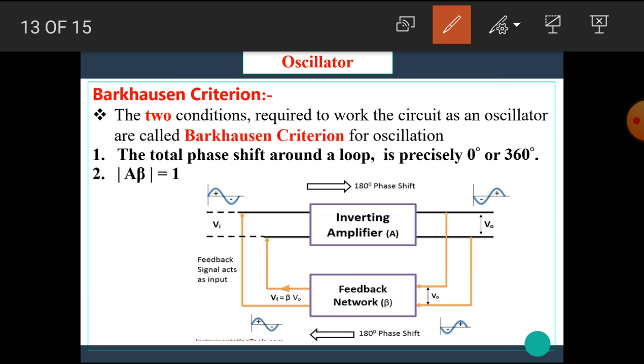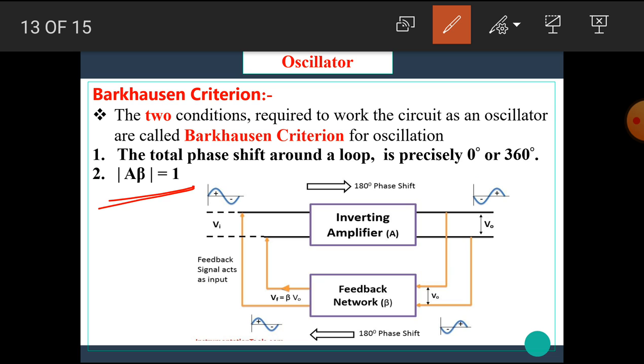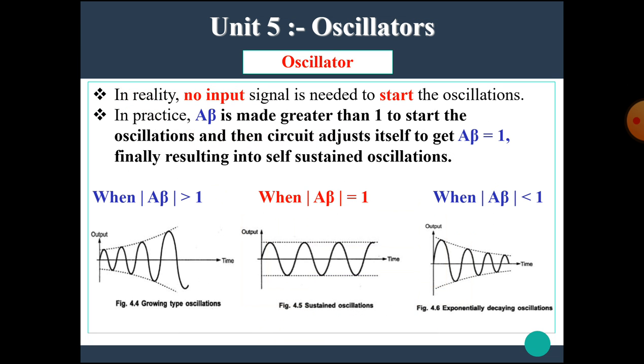Here the oscillator block diagram is shown, in which we use an inverting amplifier and feedback network beta. The inverting amplifier gives a phase shift of 180 degree. This is given to the feedback network, and the feedback network again gives 180 degree phase shift. That means there is a total 360 degree phase shift in a loop. Hence the first condition is satisfied. And second is magnitude of A into beta equal to 1. These are the two conditions for the Barkhausen criteria.